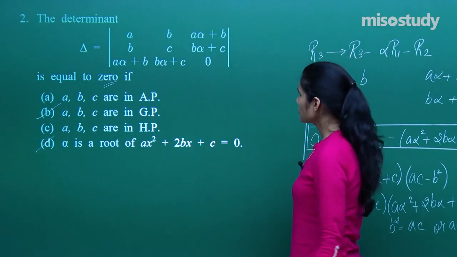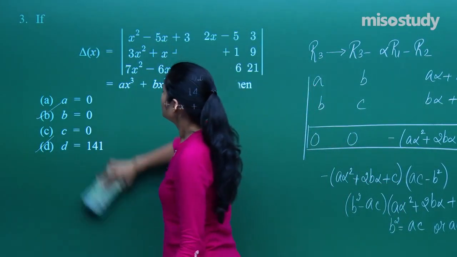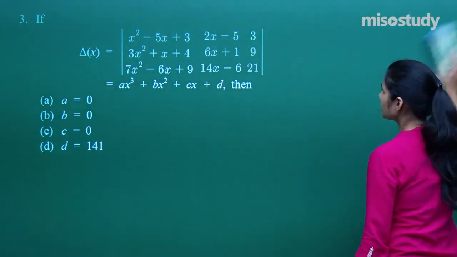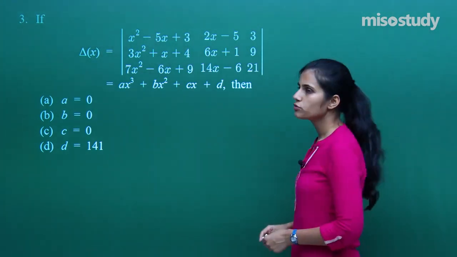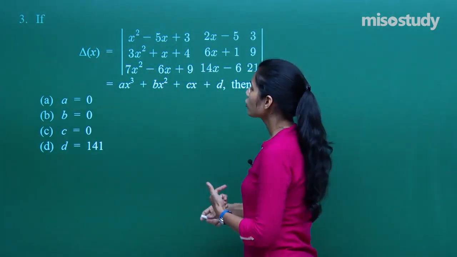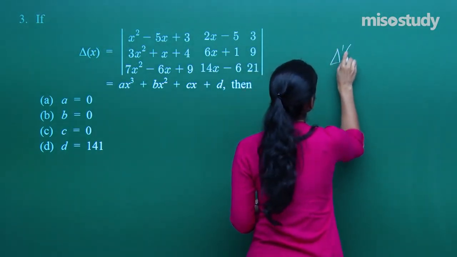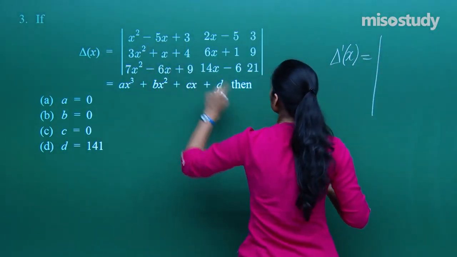Okay. Next question says what? If delta x is this, then talk about the value of A, B, C, D. Okay. So delta x is given to be a cubic polynomial to us basically. Now over here if I want to talk about the values of A, B, C and D, I am going to be interested in delta dash x. What would this be? 2x minus 5.